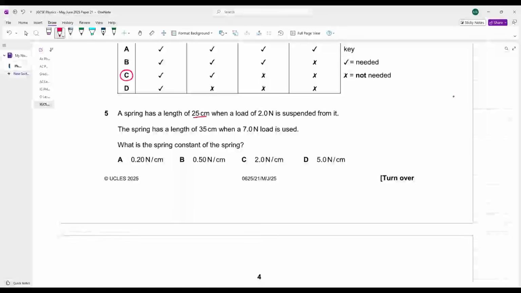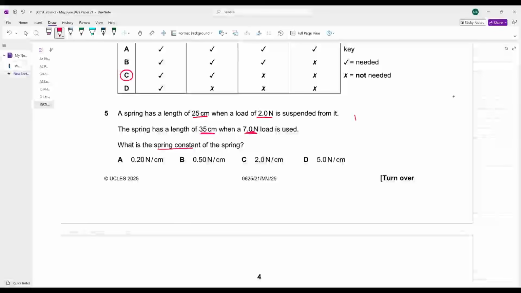A spring has a length of 25 centimeter when a load of 2 Newton is suspended from it. The spring then has a length of 35 centimeter when a load of 7 Newton is suspended from it. What is the spring constant?